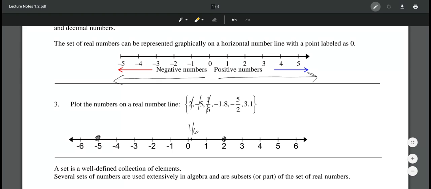-1.8, you go over to -1, but then you have to keep going, so it's a little bit closer to -2. That is -1.8. We have -5/2. -5/2 is the same as -2.5. So we're going to go over to -2 whole and go over half. That would be -5/2. And then 3.1 is just a little bit further to the right of 3. So there would be 3.1.